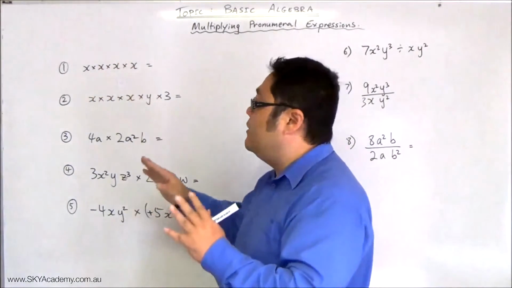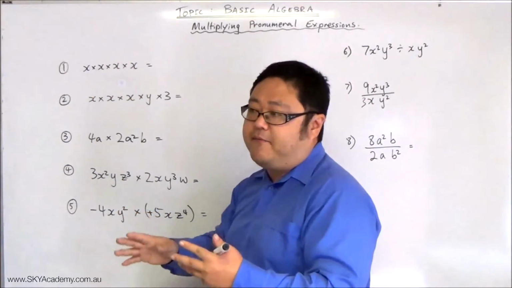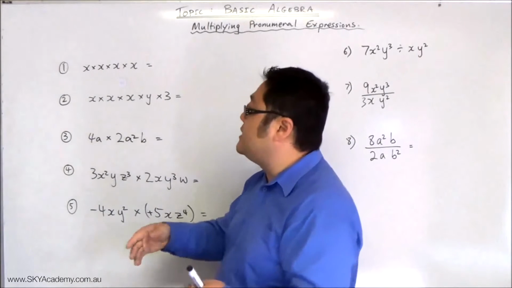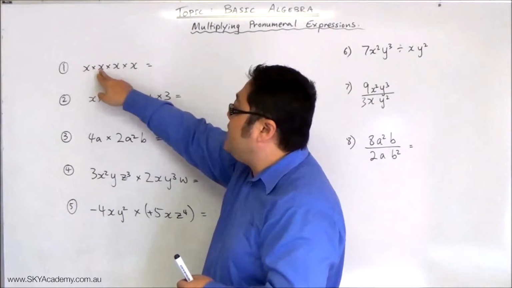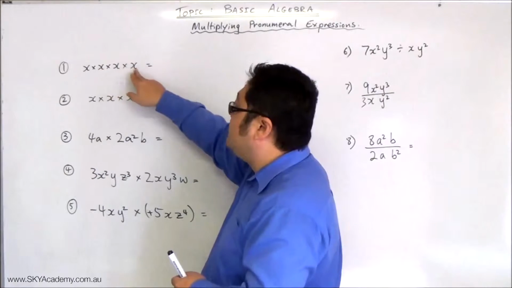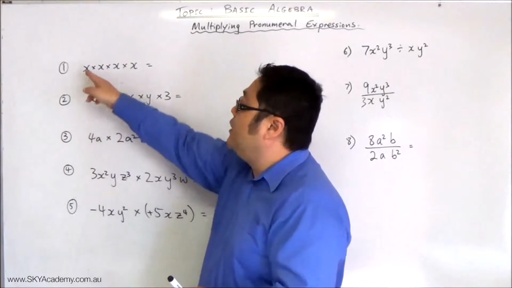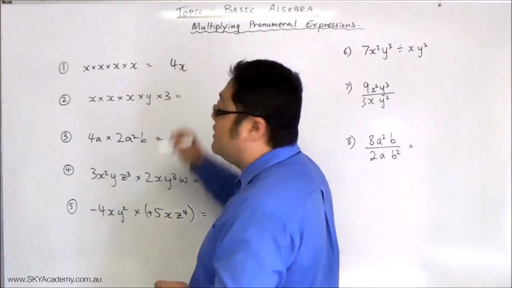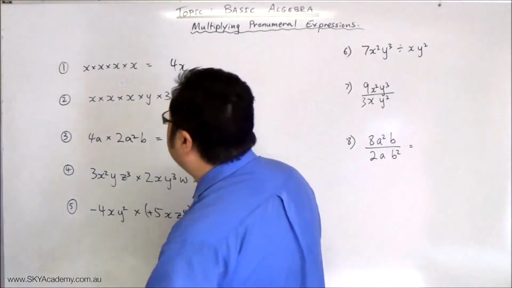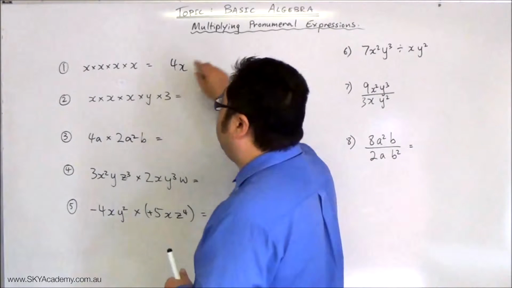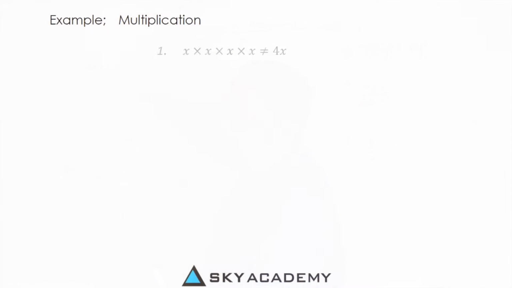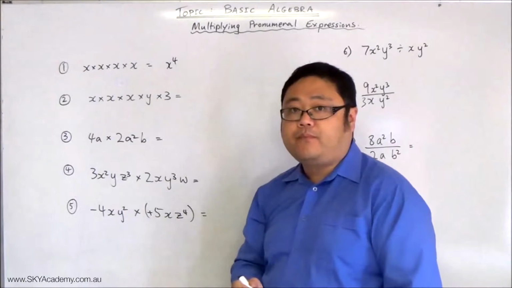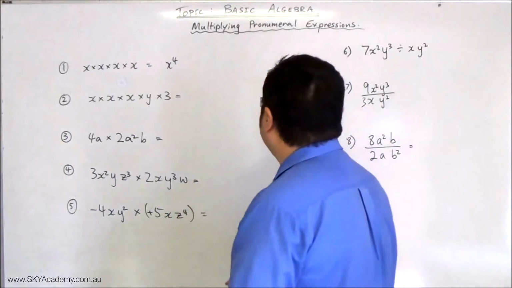This should mostly be familiar to you from year 7 to 10, but x times x times x times x, you've got 4 x's. The answer is not 4x. The answer would be 4x if you were adding, but when you're multiplying, we write it differently. We write it as a power. So the answer would be x to the power of 4. Okay? x to the power of 4.